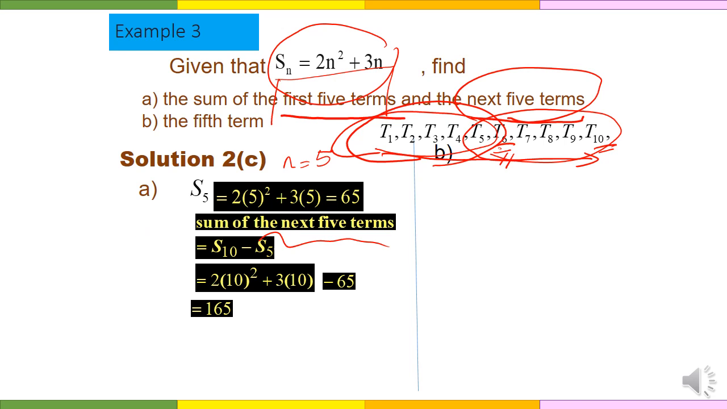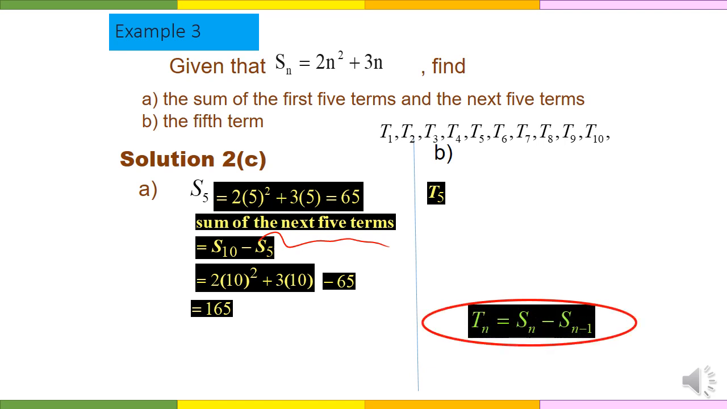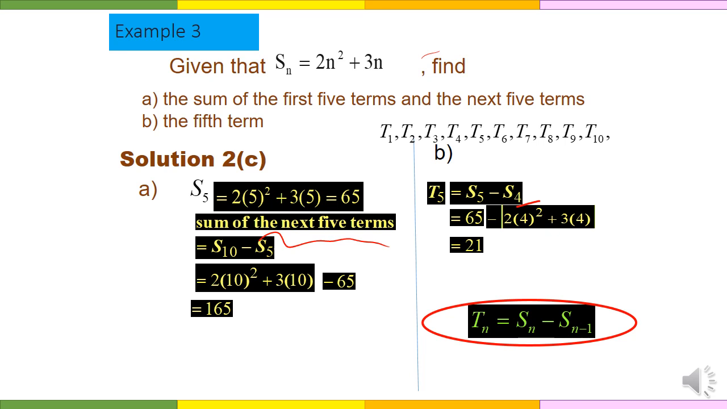For question B, we want to find the 5th term. To find the term, we don't know the general formula for the nth term, so what we can use is the partial sum formula. T5 can be found by using S5 minus S of 5 minus 1, which is S4. What is S5? 65. What is S4? Substitute 4 into the formula. So 2 multiplied by 4 squared plus 3 multiplied by 4. So the answer is 21.